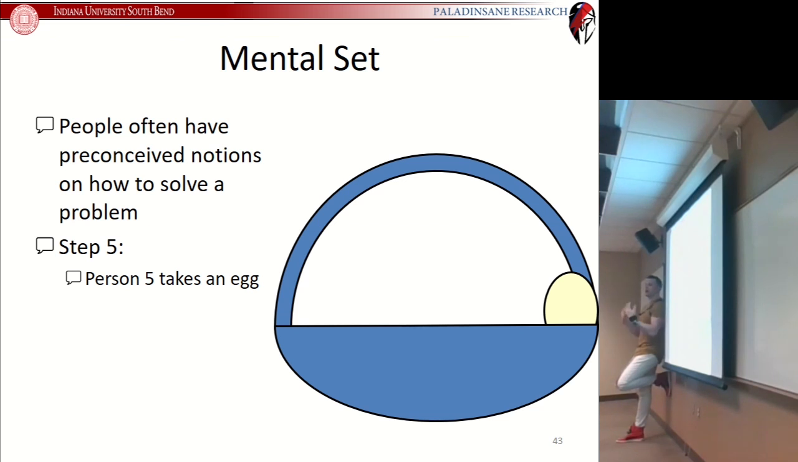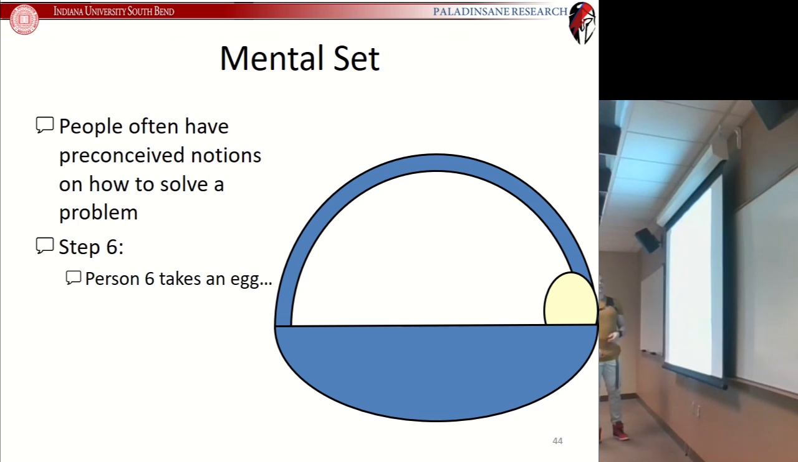Most of you that were not able to solve the problem were probably stuck at this place, right? You probably weren't stuck with six eggs in a basket going, what can we do? You were probably stuck here. And the solution is to not use any of those mental sets, not use that preconceived notion. Don't use that strategy that has worked five times. You have to break that set.